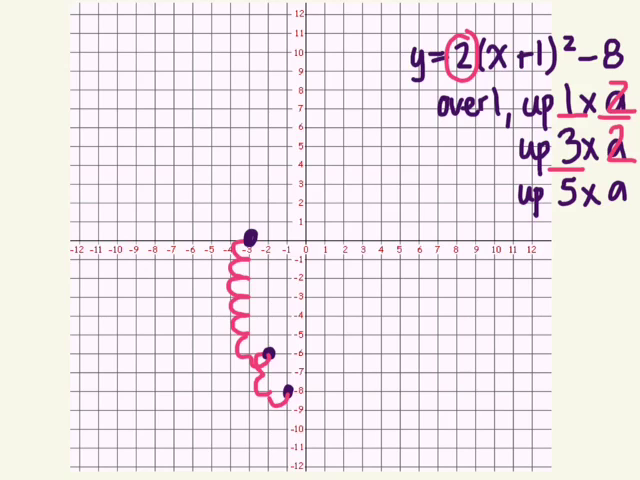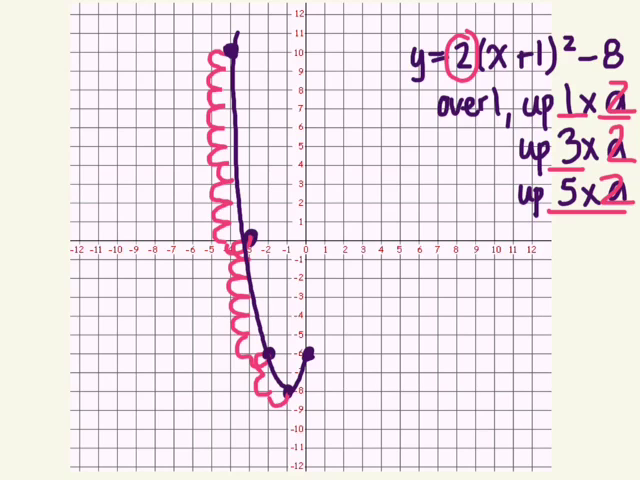And then I don't know if I have enough room to graph the last one, but it would be over 1, up 5 times 2 is 10. Let's see if I have enough room. 1, 2, 3, 4, 7, 8, 9, 10. Yep. Okay, that's one side of the parabola. What do we know about a parabola? It's symmetrical. So we can count on the other side, or you can just use the line of symmetry here. Over 1 here, and line this up. Oops, I have to go over 1. There we go. And that's the parabola.